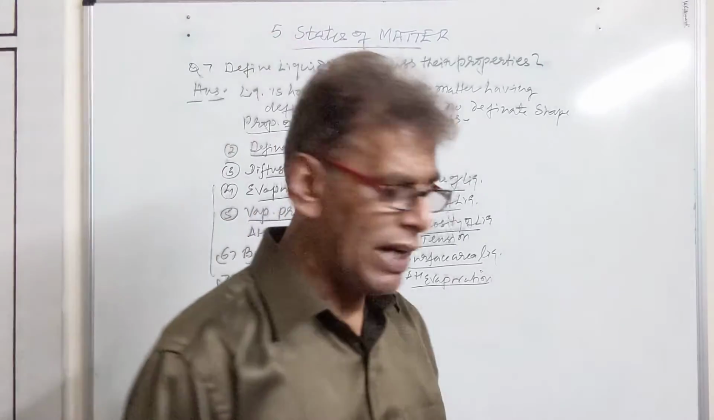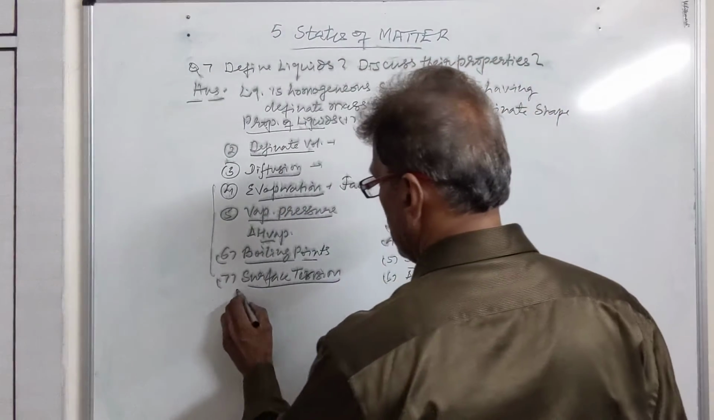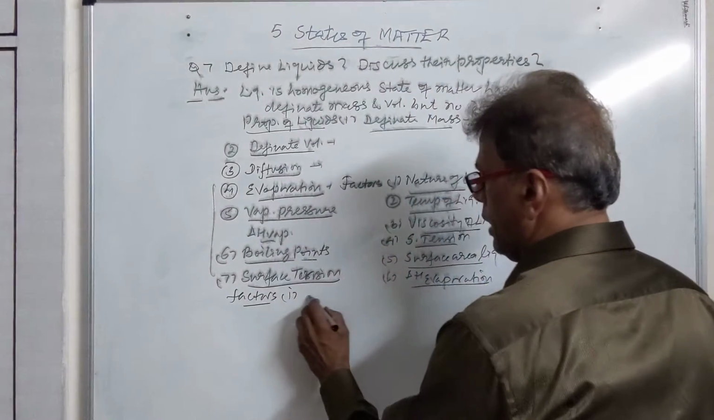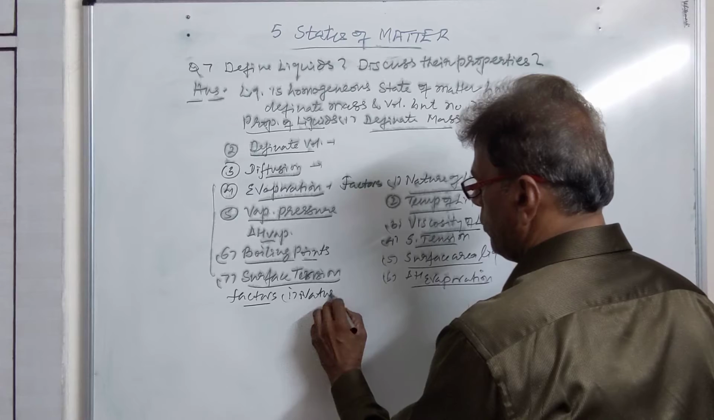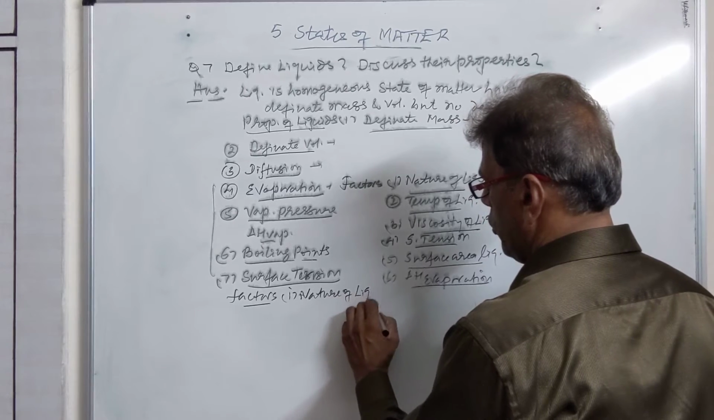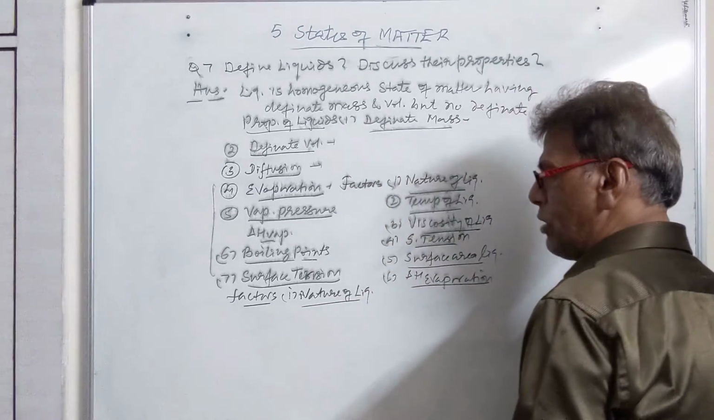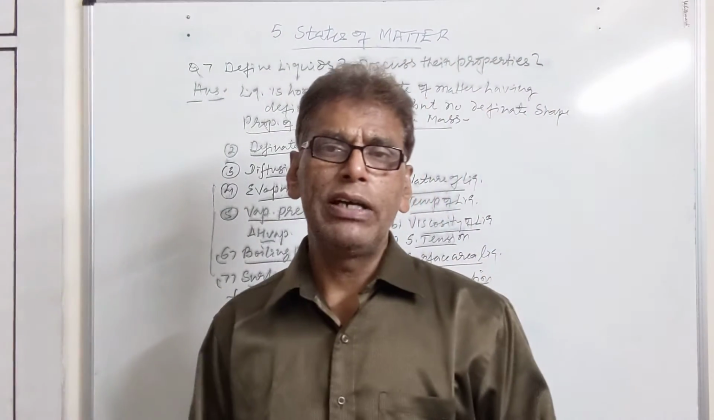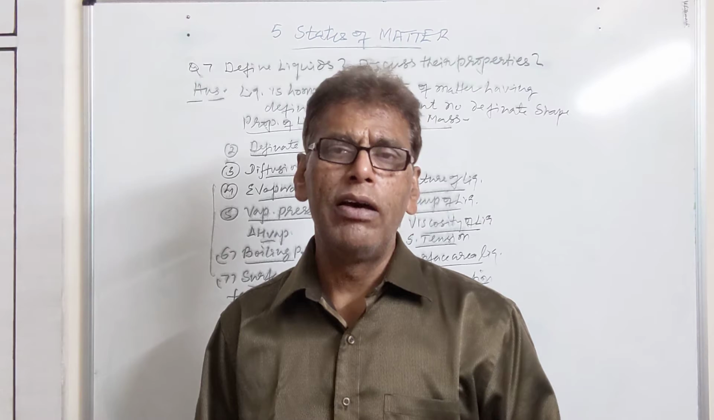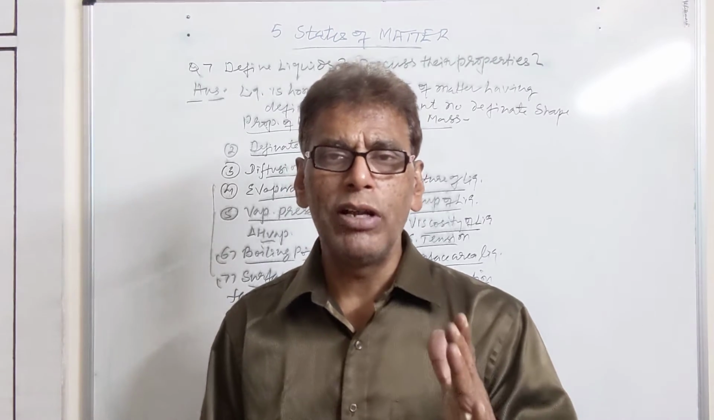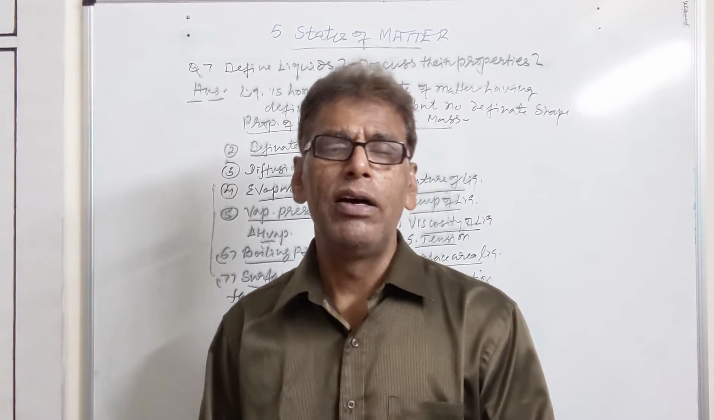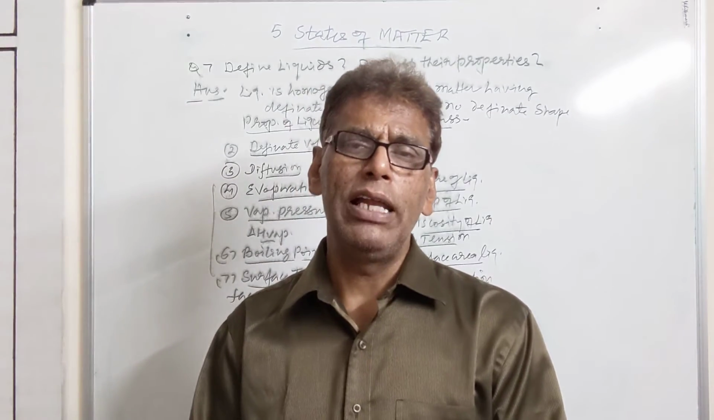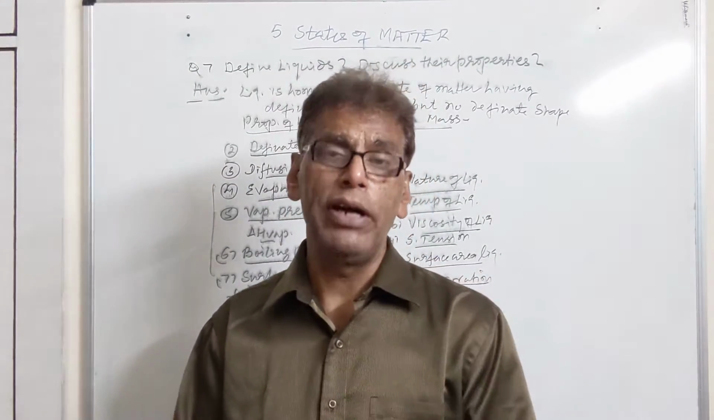Now, what are the factors which are affecting surface tension? Nature of the liquid is one. If intermolecular forces in the liquid molecules are strong, surface tension of the liquid will be strong. If we compare glycerin with water, the surface tension of glycerin will be more as compared to water because the intermolecular forces in glycerin liquid are stronger as compared to water.